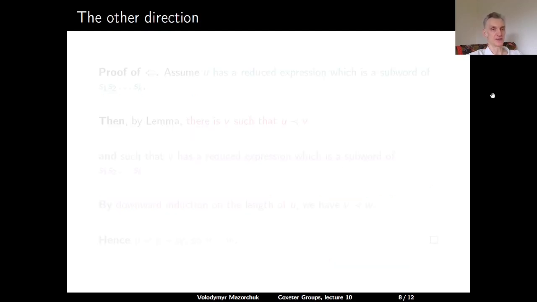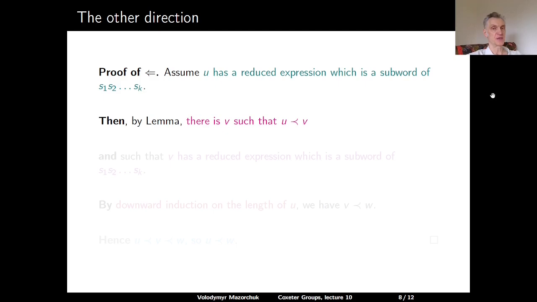Now let's prove the other direction, the implication from right to left. So assume that u has a reduced expression which is a subword of s1, s2, and so on, sk. Then, by the lemma, there is an element v which is Bruhat greater than u, and such that v has a reduced expression which is a subword of our s1, s2, and so on, sk.